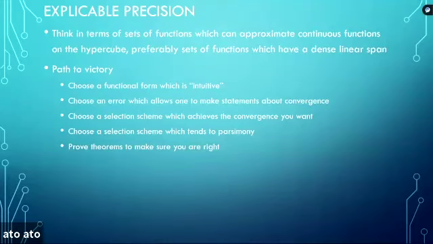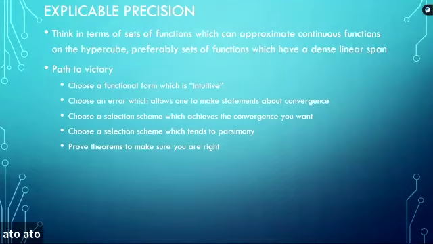Other textbooks I've read, I loaned one out and it has not been returned to me yet, but I have another textbook that says, what if your response is nonlinear in your predictor variable? And it says, I don't know, try a square root. How about a log? It's like, no, wrong. What you need to do is posit sets of functions which can approximate continuous functions on the hypercube. You need to show that they can.